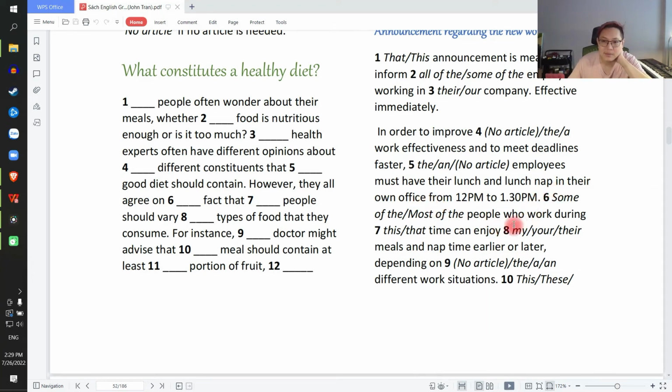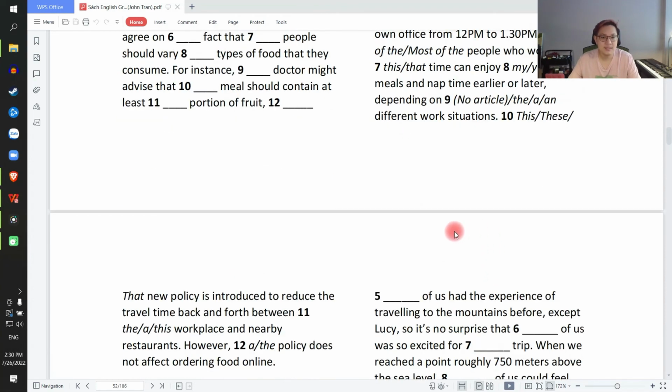Some of the people who work during this time or that time can enjoy their meals and nap time earlier or later, depending on different work situations. Một số người mà làm việc từ cái thời điểm này hoặc thời điểm đó có thể hưởng thụ hoặc có thể là thưởng thức bữa ăn của họ và thưởng thức cái thời gian nghỉ trưa sớm hơn hoặc là trễ hơn, tùy thuộc vào nhiều cái tình huống lao động khác nhau. Number 10.